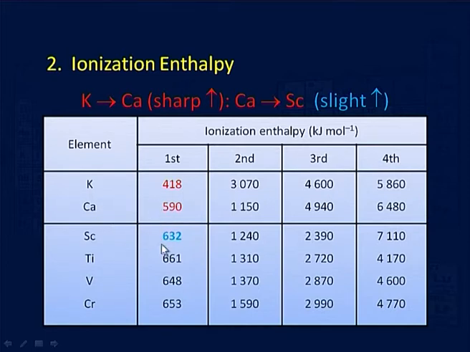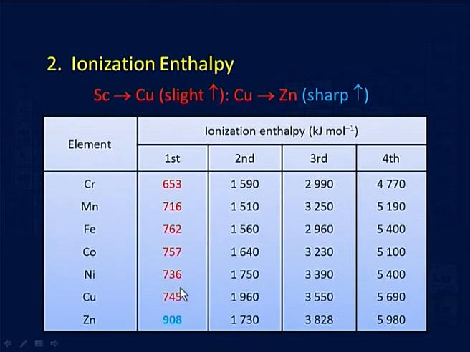However, from calcium to scandium, there is a slight increase in the ionization enthalpy, and as we go from scandium to copper, also there is very little change or slight increase in the ionization enthalpy of the elements. However, there is a sudden increase of the ionization enthalpy as we go from copper to zinc.